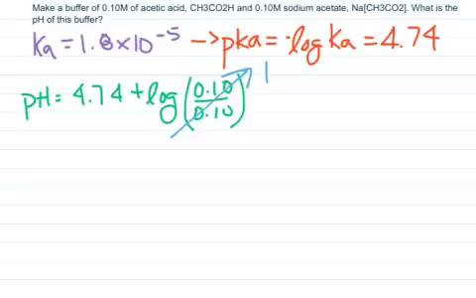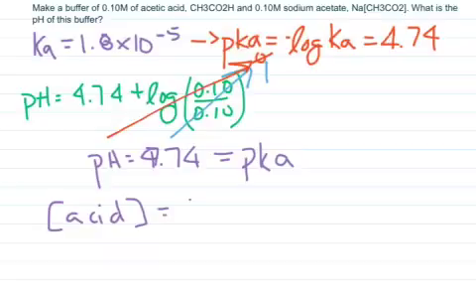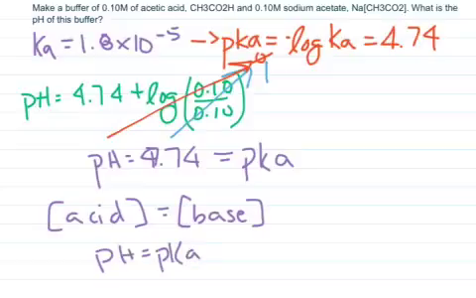Well, the log of 1 is 0. So my pH is going to equal 4.74, which is also equal to my pKa. So in general, when your acid concentration is equal to your base concentration, your pH will equal your pKa. So remember, a buffer resists changes in pH of weak acids and weak bases.